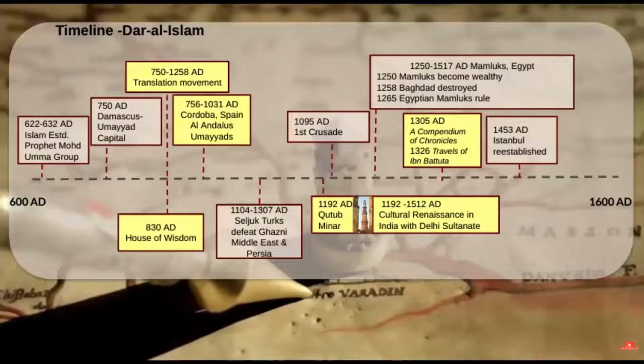Then the third was from 756 to 1031 AD. At this point, the Umayyads had control of Cordoba, Spain, under al-Andalus. The Umayyads also made this a cultural melting pot.